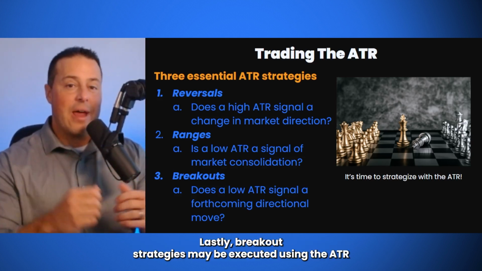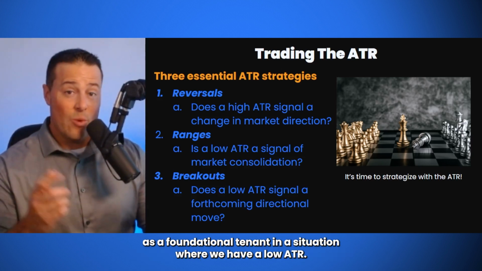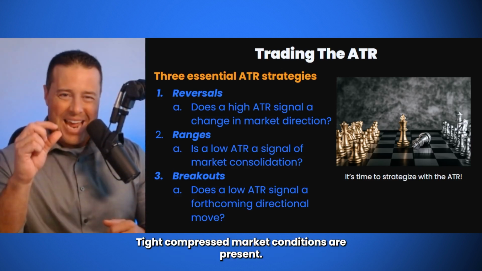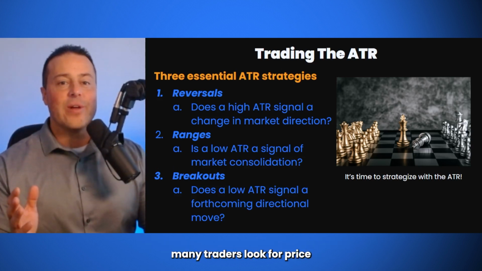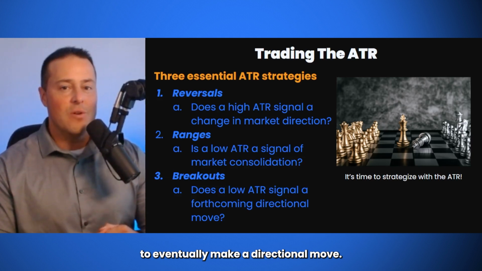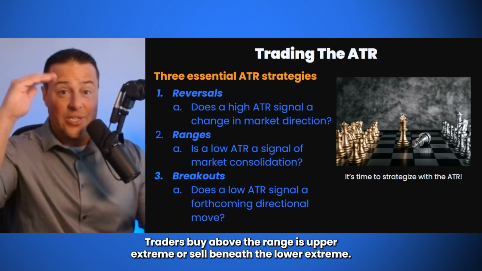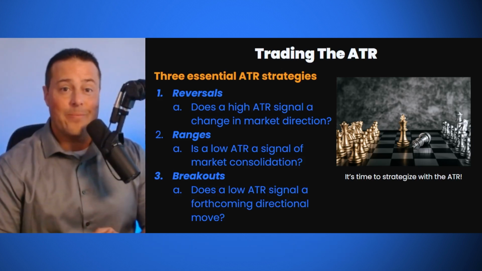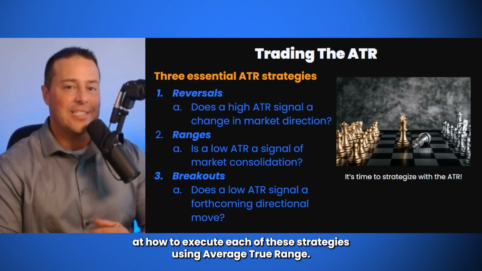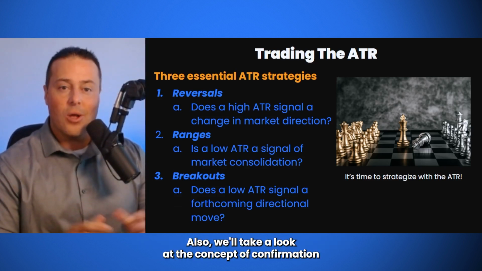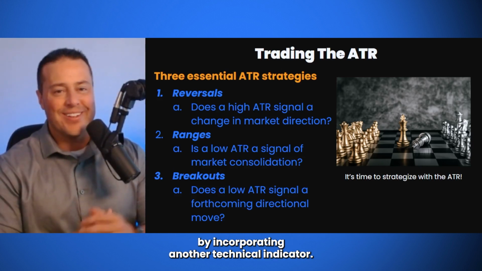Lastly, breakout strategies may be executed using the ATR as a foundational tenet. In a situation where we have a low ATR, tight compressed market conditions are present. When faced with this condition, many traders look for price to eventually make a directional move. To capitalize on the breakout, traders buy above the range's upper extreme or sell beneath the lower extreme. All right, let's hit the charts and take a look at how to execute each of these strategies using average true range. Also, we'll take a look at the concept of confirmation by incorporating another technical indicator.